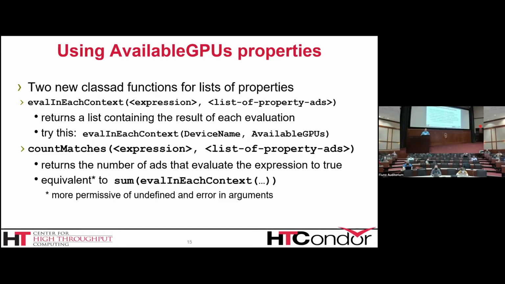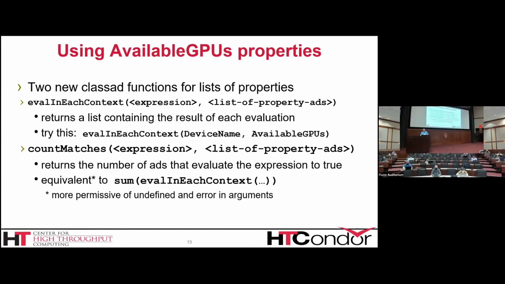What this does is return a list containing the evaluation results of each of those adds using that expression. And so you would get back true, false, true, and so on in the typical case. But you can also use this as a general mechanism, right? You can do condor_status -af, eval in each context, device name, comma, available GPUs. And what you'll get back is an array containing all of the available device names.